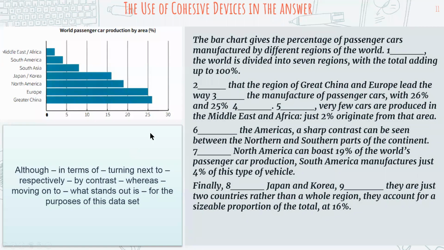Now we have some cohesive devices, and this is the answer to such a question. The bar chart gives the percentage of passenger cars manufactured by different regions of the world. And here we have: although, in terms of, turning next to, respectively, by contrast, whereas, moving on to, what stands out is, for the purposes of this data set. This is an exercise because I want you to master the use of cohesive devices.